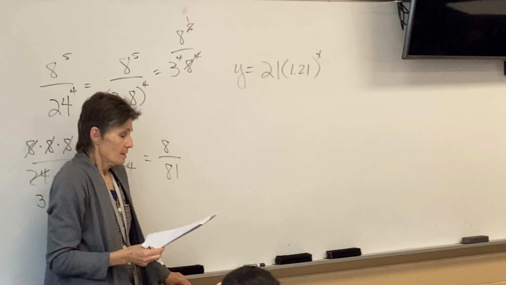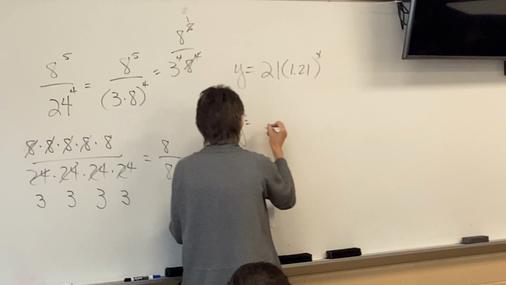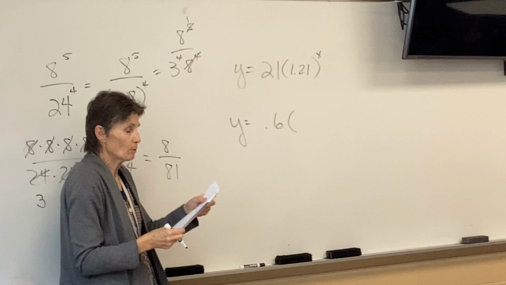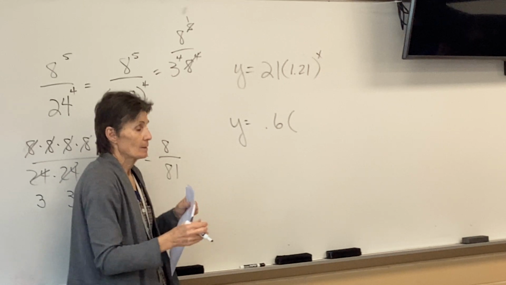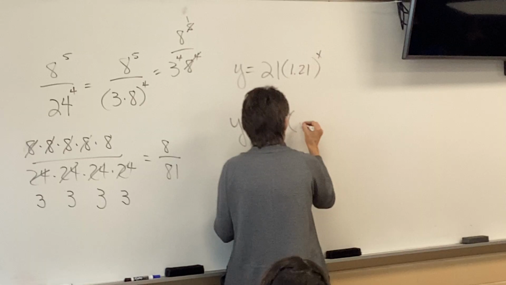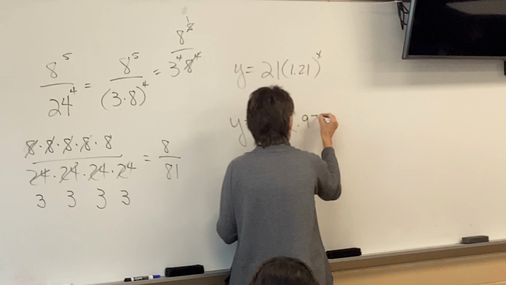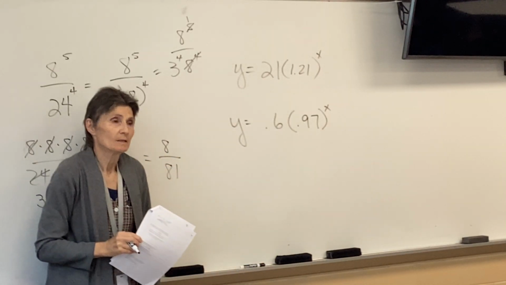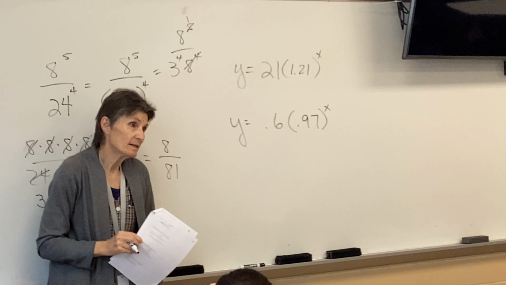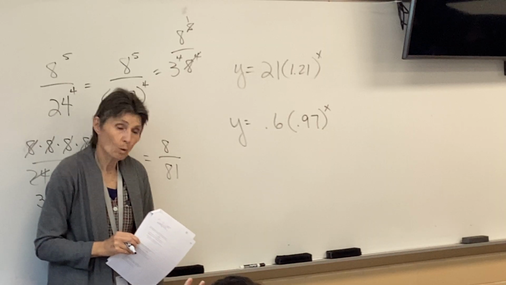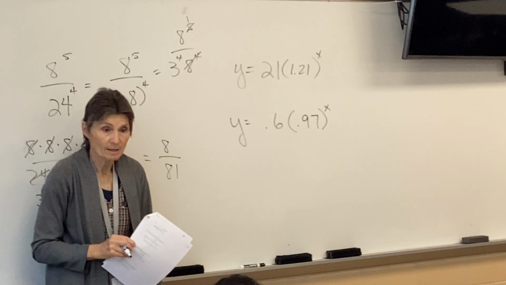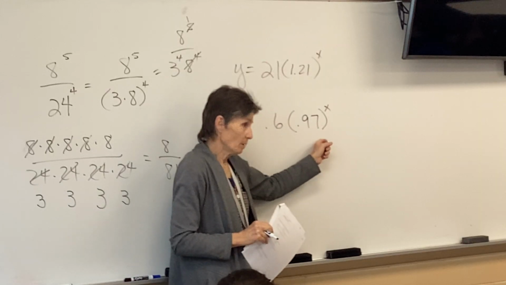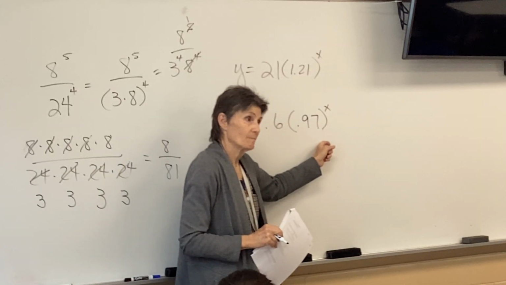Okay. B, initial value is 0.6, and we're decreasing 3%? Equals 0.6 times 0.97. Why is it 0.97? Because 3% is 0.03, and 1 minus 0.03 is 0.97. Remember, this number is always 1 plus the growth, or 1 minus the growth for decay.